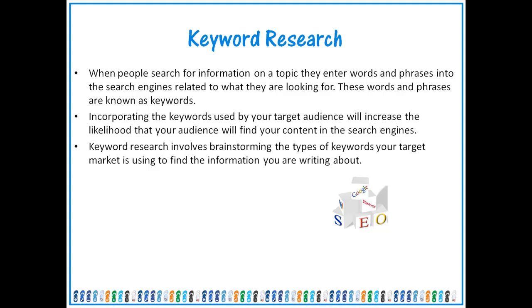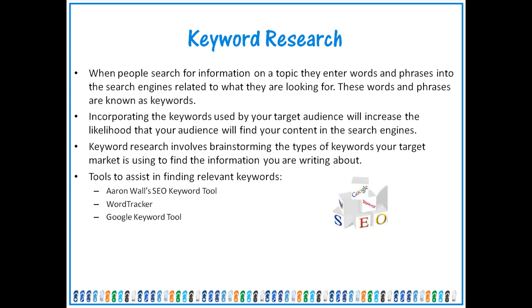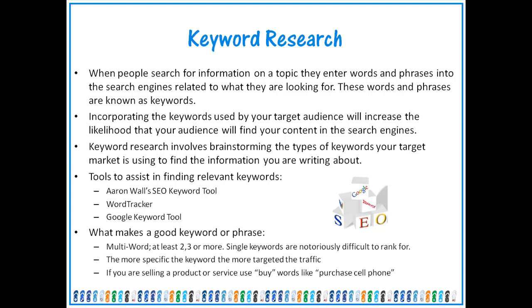So keyword research involves brainstorming the types of keywords your target market is using to find the information that you're writing about. Now, there's a couple of different tools here that can help you find the relevant keywords. And I have them listed here. The first one is Aaron Wall's SEO Keyword Tool, Word Tracker, and then Google Keyword Tool. I tend to just type in Google Keyword Tool, and that's the one I use most frequently. And you put in your keyword that you're thinking about, and just tons of different related keywords will come up and give you ideas around that subject matter.